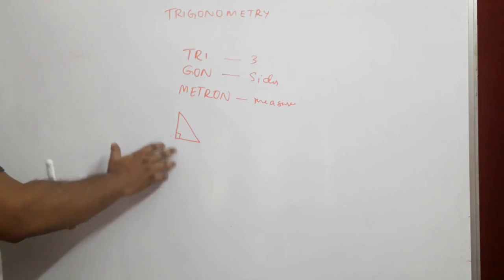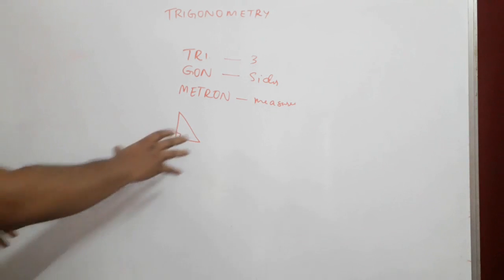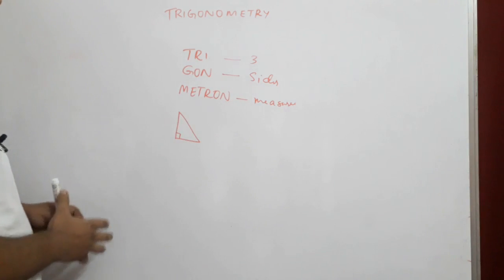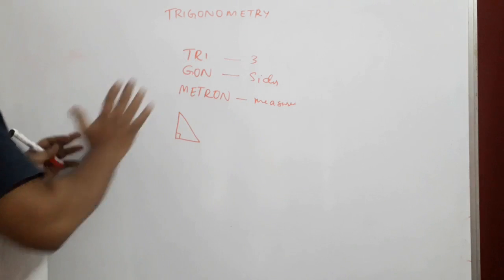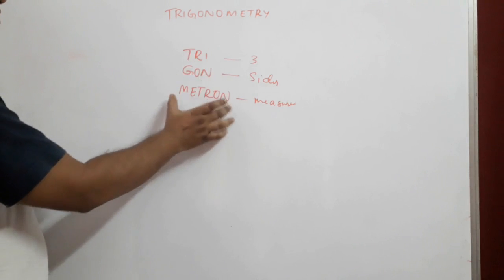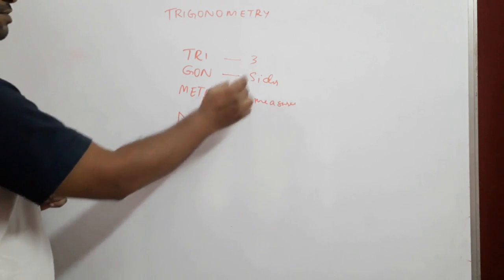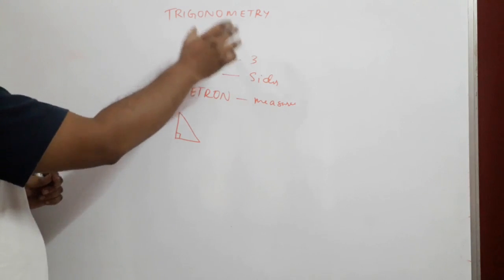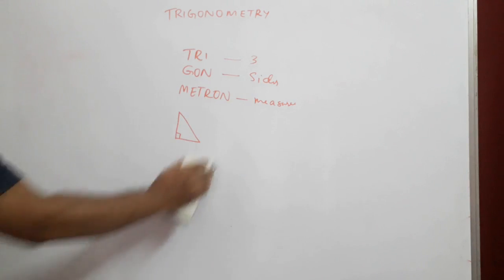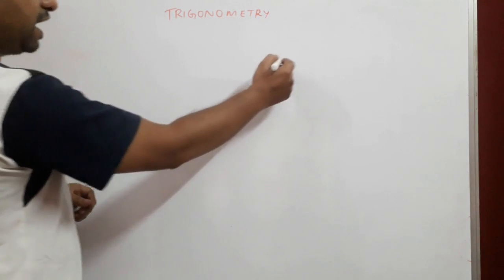It has to be right angled. Only right angle triangles can come under trigonometry, especially for your level. So remember, trigonometry comes from the word trigonometron. Tri stands for three, gon for sides, metron for measure, which means in trigonometry we measure a three-sided figure. Fine. Now moving further, we said it is a three-sided figure, right angled, right?